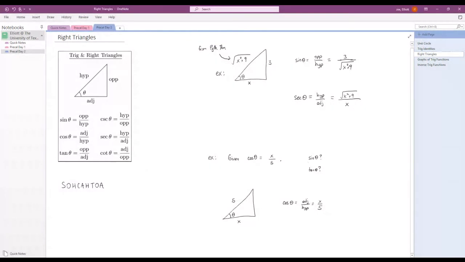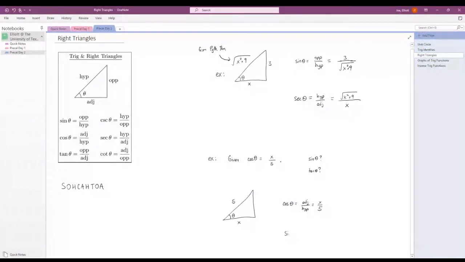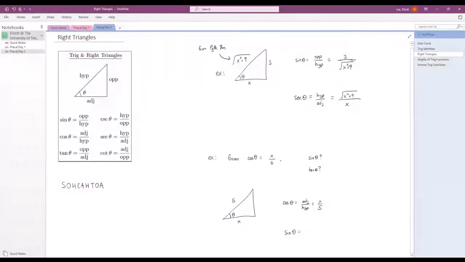Oh, right. Okay. In this example, we're looking for sine of theta. And we know that sine is the opposite over the hypotenuse. So to get sine, we would need to figure out what the opposite side would be. How could we figure out the opposite side with the information that we have in this picture?